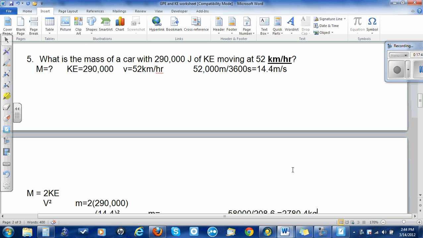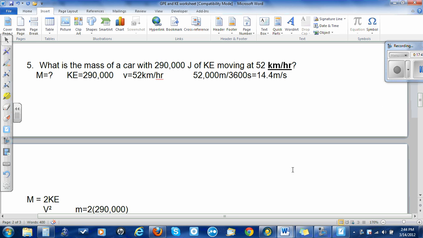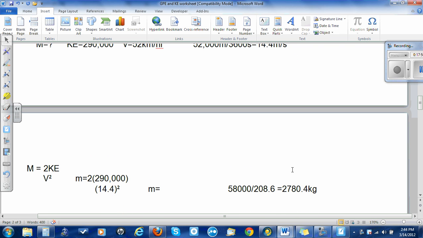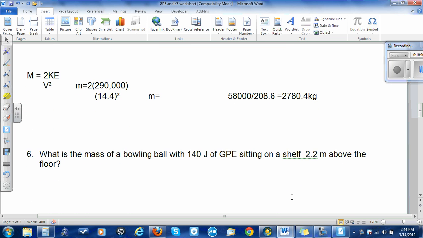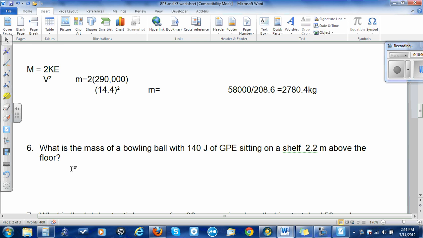I always go back and make sure it makes sense. Mass of a car, multiply that by 2. That's a pretty heavy car. Most cars weigh about a ton. So if you multiply that by 2, that car is about 5,000 pounds. So pretty heavy car. All right, number 6.